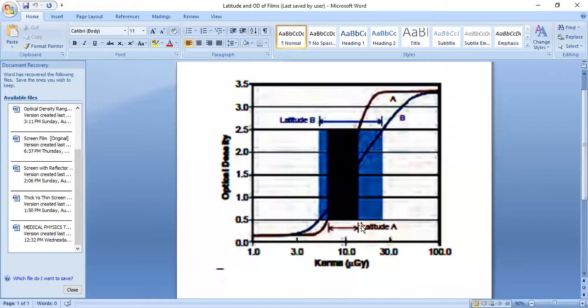How does this term come in? What's its relevance in radiography, in conventional radiography? A film that has a low latitude is not too good in radiography, because it can only accommodate a few range of exposure. And in radiography, we use a whole range of exposure.